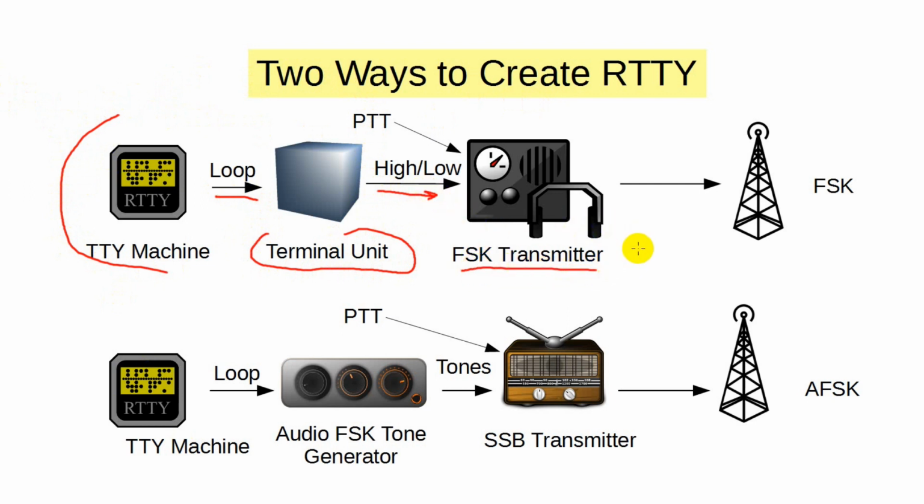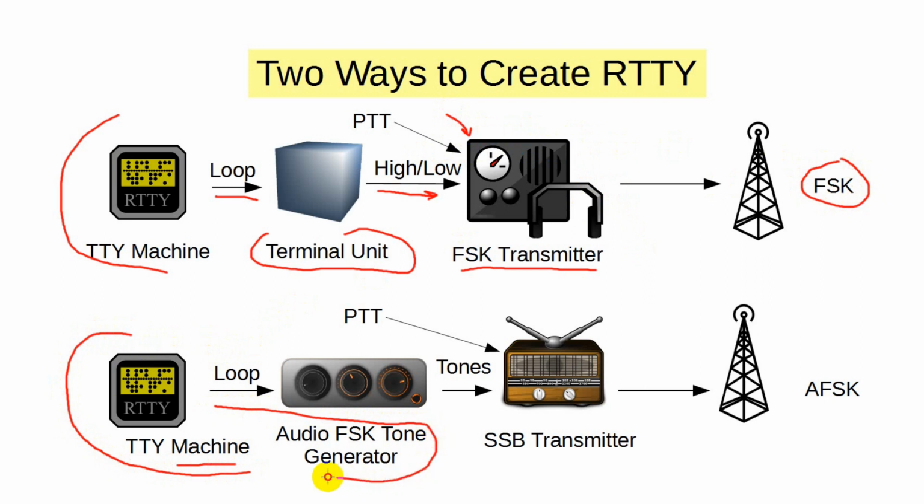Many medium and higher-end transceivers today will accept these inputs and create truly frequency-shifted keying, or FSK. But look at the next row. The machine, or a computer emulating the machine, talks to an audio tone generator. The tone generator generates the two audio tones as instructed by the TTY machine. The two audio tones are fed to this single sideband transceiver and are put out on the air.